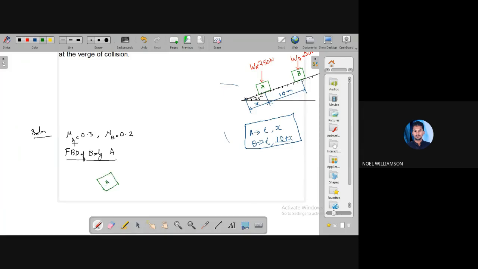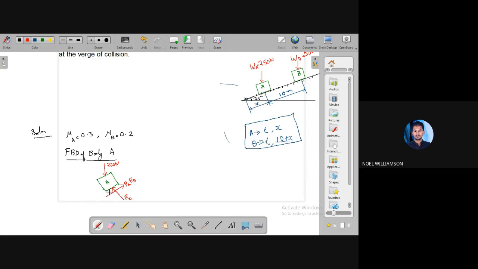and the forces acting: first one is the weight, which is 250 Newton. Then we can say body A is moving towards the downside, in this particular direction, therefore the friction will be in the opposite direction, that is friction will be in this particular direction, and this is a normal. Let the normal of A be represented by RA. Then friction is mu into RA, that is mu A into RA. Mu A is given 0.3.